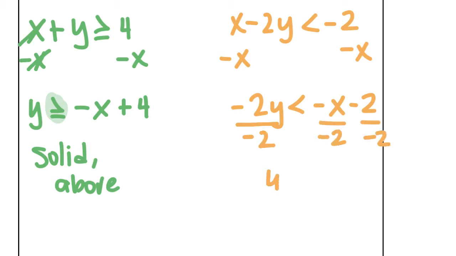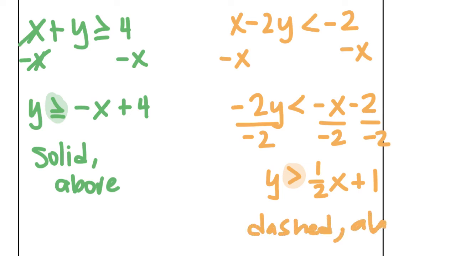And I get y. Now this is one of those special cases. I divided by a negative number. So that symbol is going to flip to greater than positive 1/2 x. Because remember that there's an invisible 1 here. Negative divided by negative makes it positive. And then negative 2 divided by negative 2 gives us positive 1. And taking a look at that symbol, greater than, this is going to be a dashed line, again shaded above.